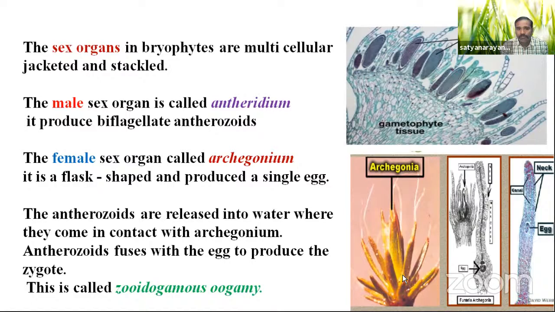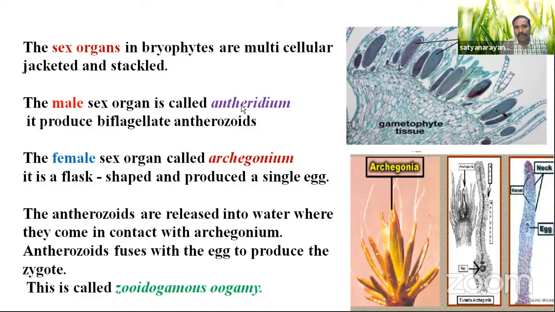We already learned that they are multicellular organs. In the archegonium, we can find one egg cell and 8 to 10 neck canal cells. So these are the neck canal cells. One egg cell is present and 8 to 10 neck canal cells are present. So the condition is multicellular. Overall, 10 to 16 cells are present in the archegonium. And what is the shape of the archegonium? It is flask-shaped and it produces a single egg, and other neck cells are also present. So the female reproductive organ is called archegonium. Within the archegonium, only one egg cell is present.